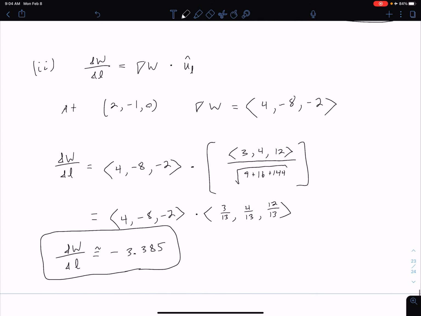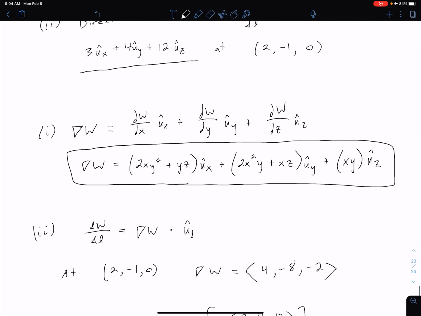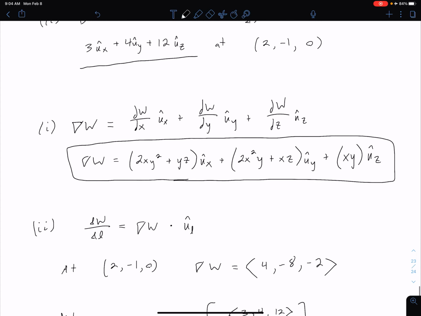Our direction of L, as we can see up here, is 3, 4, and 12. However, at this point 2, negative 1, 0, we saw that our gradient is in the direction of 4, negative 8, and negative 2. So our y and our z directions are opposite. If we're trying to find that directional derivative in L, we're basically going opposite from the direction of the maximum rate of increase.